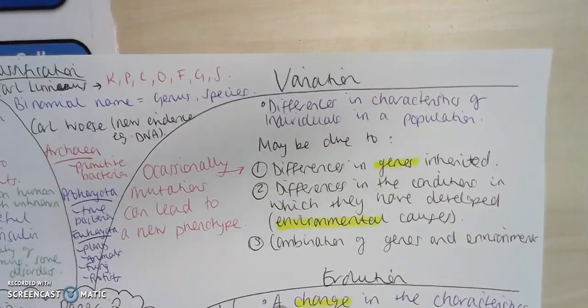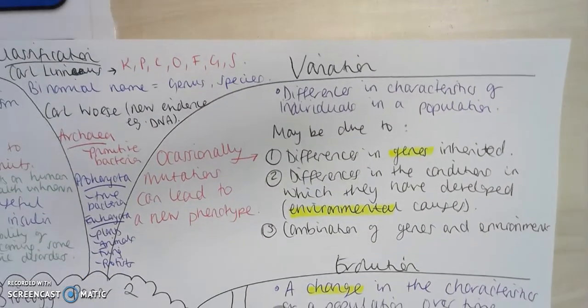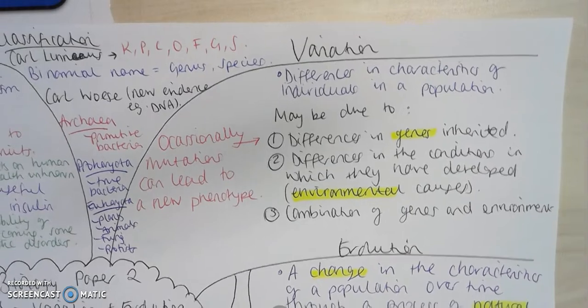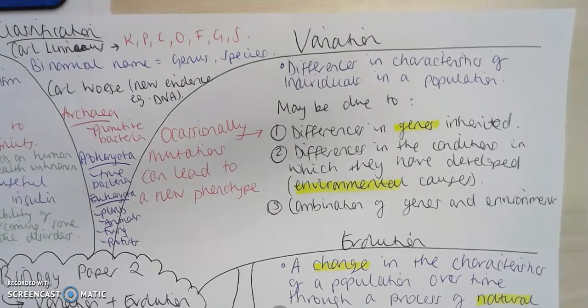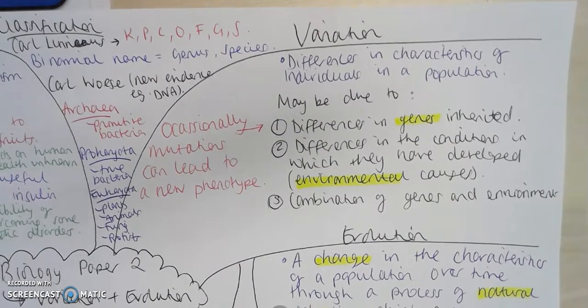What variation is in a generalised sense: it's differences in characteristics of individuals in a population. This can be due to a variety of different things, but primarily it's due to differences in genes, so the genes inherited from parents, differences in the conditions in which they have developed, so actual environmental causes and their effects on the variation. And the third one is a combination of genes and the environment. So there are lots of different examples of things that are just genetic, or just environmental, or actually both, okay?